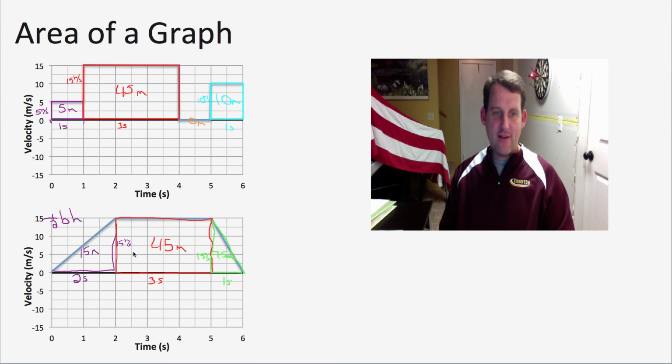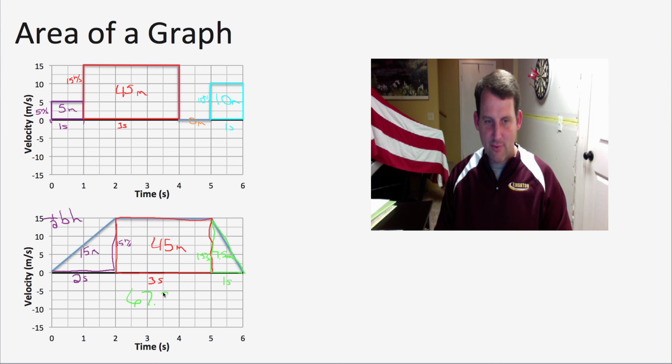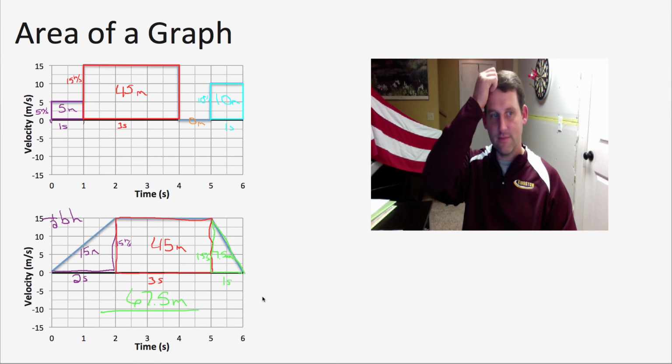Good. Now we have our three distances. We just add them up to find the total distance. 15 plus 45 is 60 meters, plus 7.5 is 67.5 meters total on all 3 of those.